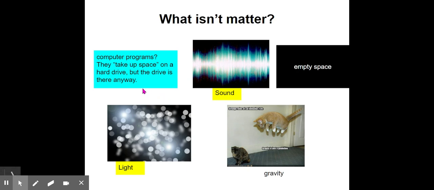And also computer programs, and there are all kinds of other things. They take up space on a hard drive, but the drive is there anyway, so it doesn't really take up space. It's just like a pattern on a hard drive. Thoughts, people have also said. That's not matter. It's a pattern in matter. And thoughts would be like sort of electrical impulses moving in certain ways. Okay, so those things are not matter.